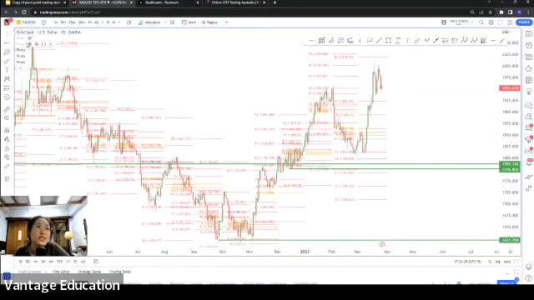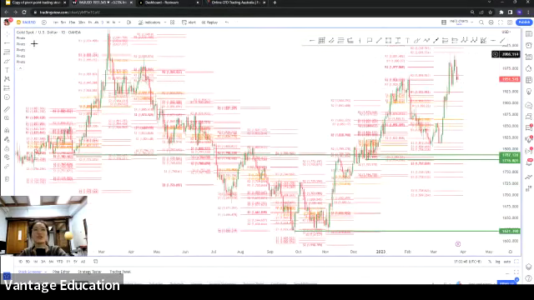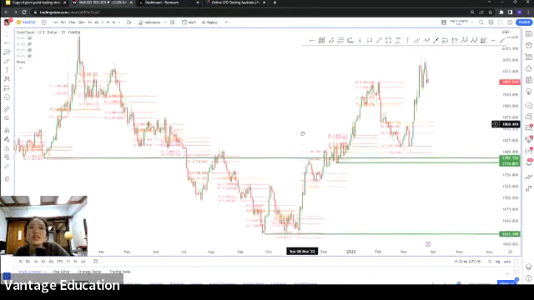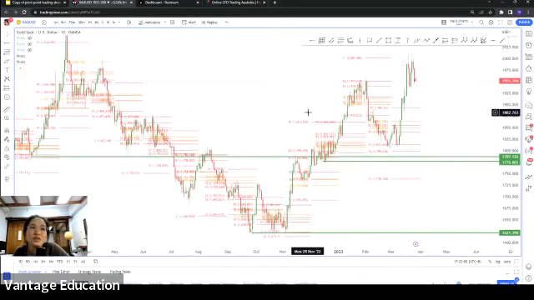It might be too messy if you had all five like this. So you can start off with one first and then slowly, once you've identified certain levels, then you can unhide those and find more. Okay, so let's take a look at another chart. This is gold.